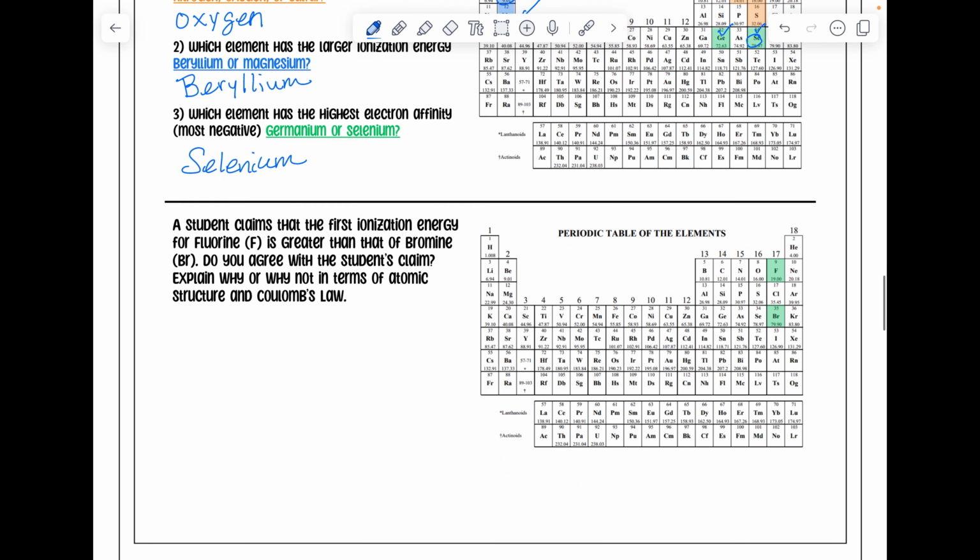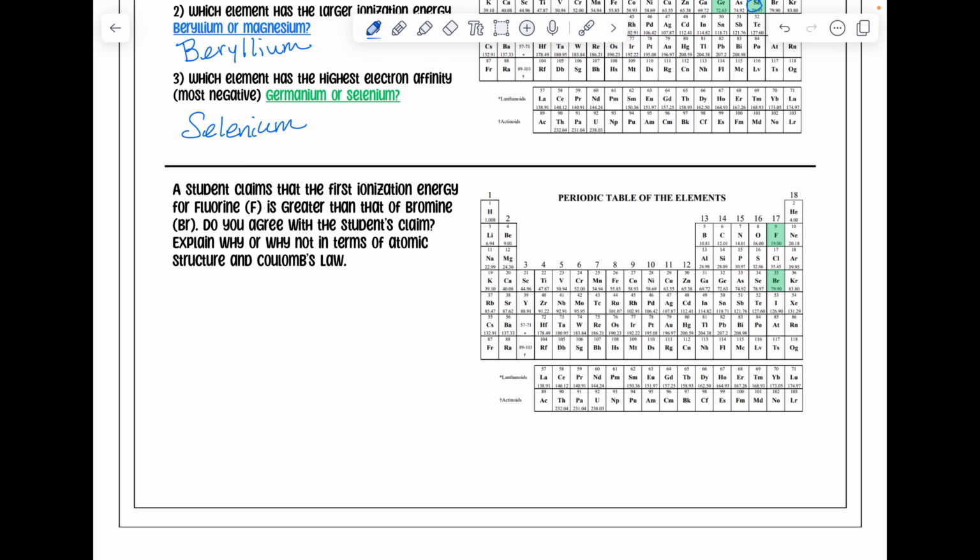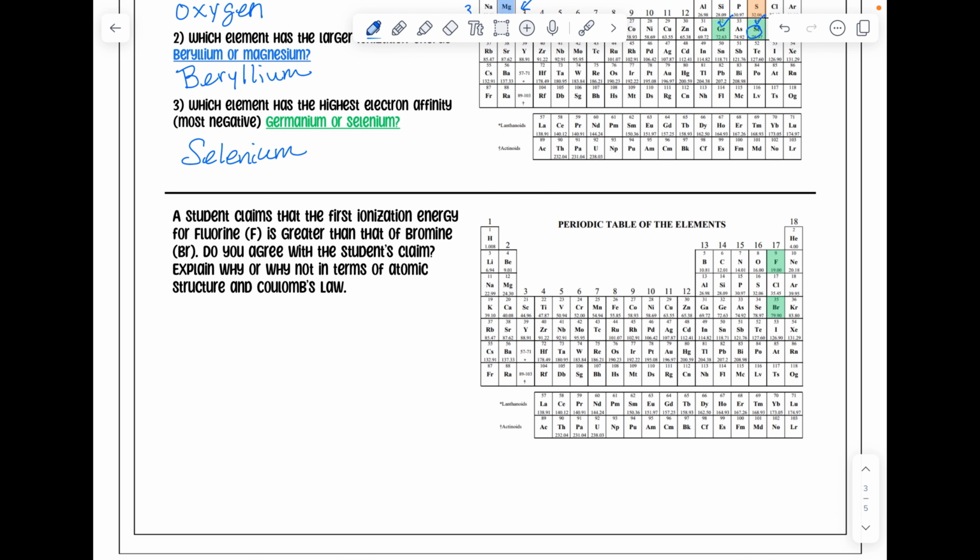Okay, a student claims that the first ionization energy for fluorine, F, is greater than that of bromine, Br. Do you agree with the student's claim? Explain why or why not in terms of atomic structure and Coulomb's law. And to answer this, first I'm going to say, yes, I agree. You should be clear if you agree or disagree. And if I look at the periodic table, I see that according to energy levels, fluorine's at energy level 2, and bromine is at a higher energy level 4. And when I talk about energy levels, we're talking about the valence electrons, correct?